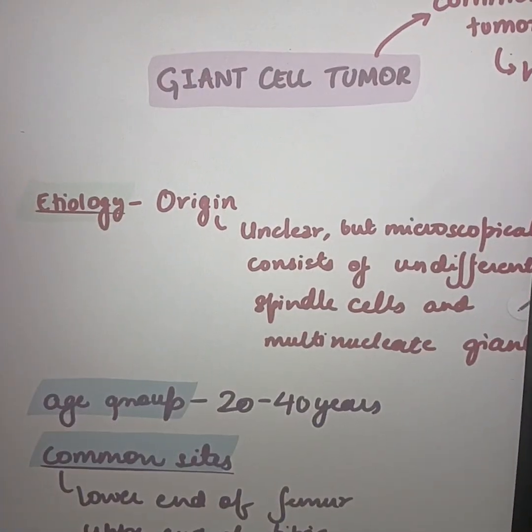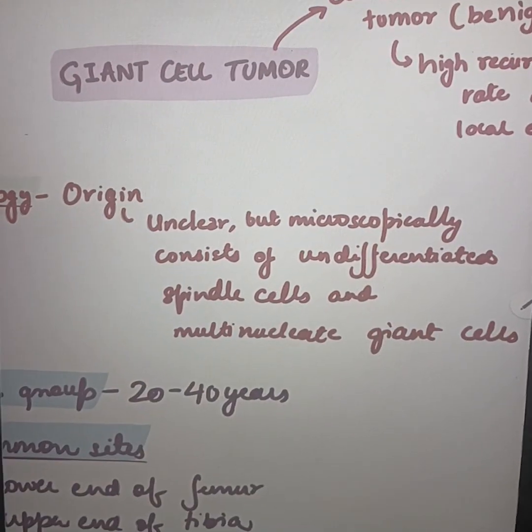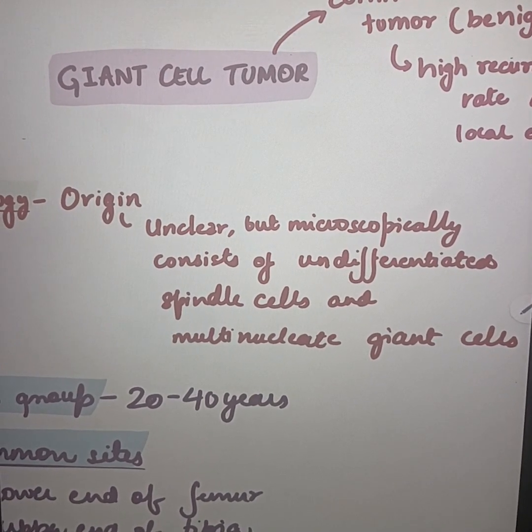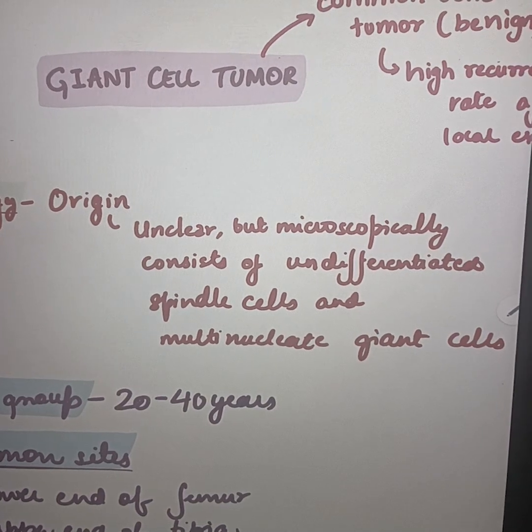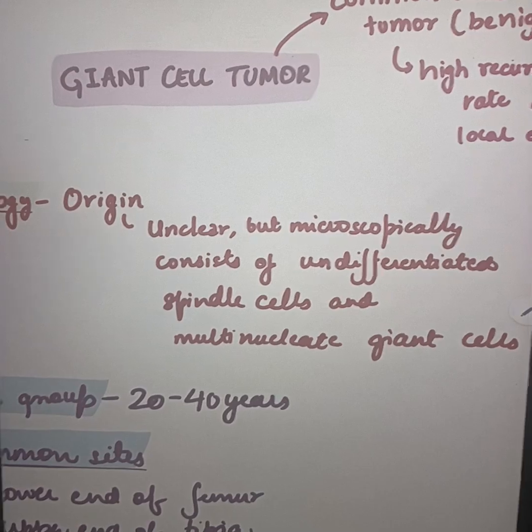The etiology is unclear, but microscopically it consists of undifferentiated spindle cells and multinucleate giant cells, which were initially thought to be osteoclasts. That is why the other name of this tumor is osteoclastoma.